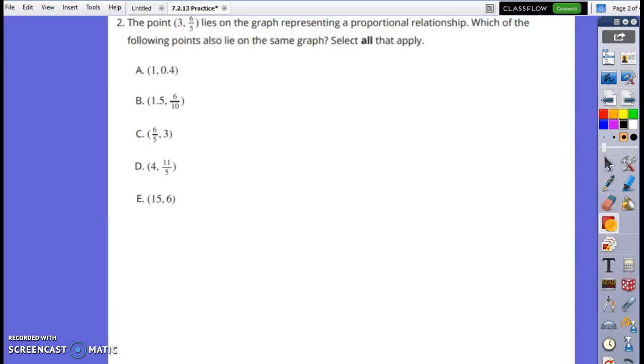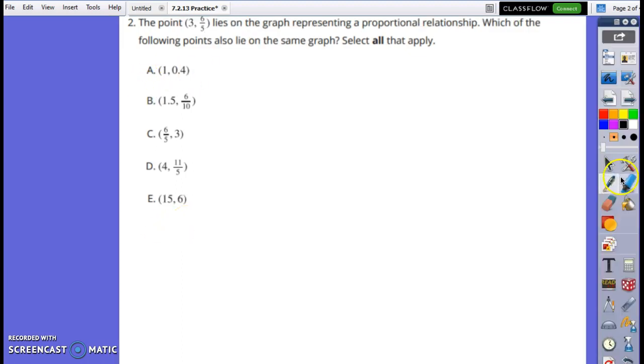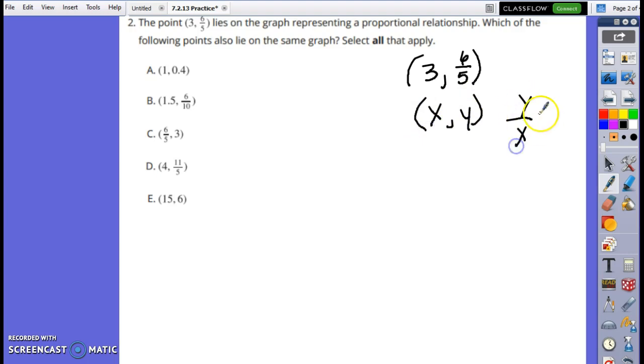All right, so here we need to check to see if the point 3, 6/5 lies on the graph representing a proportional relationship, and we have to pick all of the points that would fall on there. Now, if these have the same proportional relationship as this point here, they all have to have the same constant of proportionality. Well, what is the constant of proportionality for this? So we have 3 to 6/5. Now we know that the constant of proportionality in an xy coordinate can be found by y divided by x.